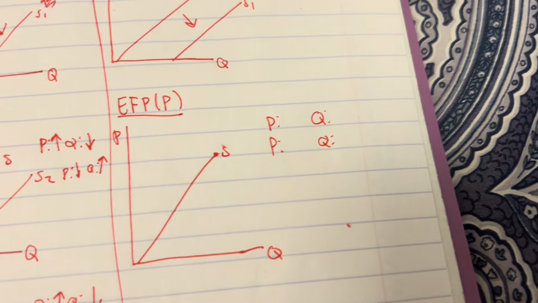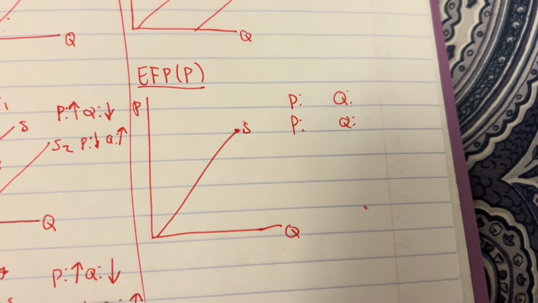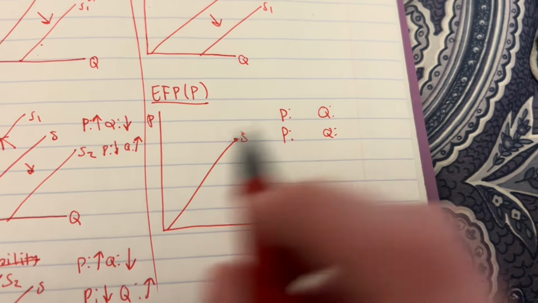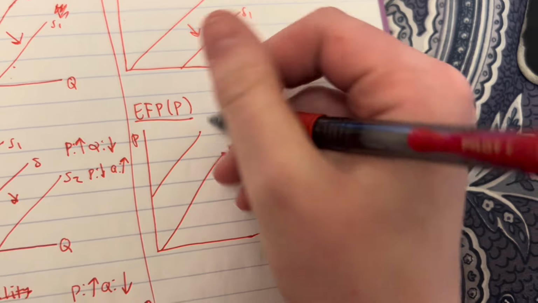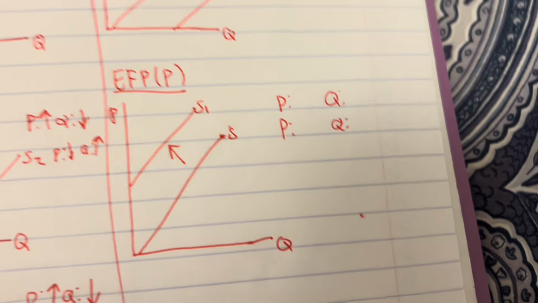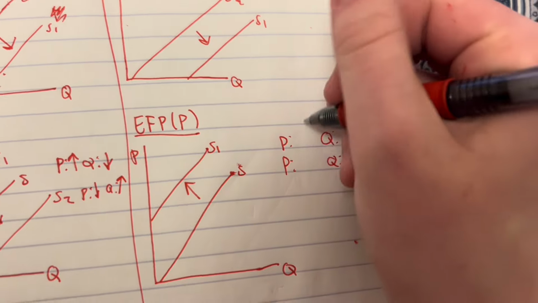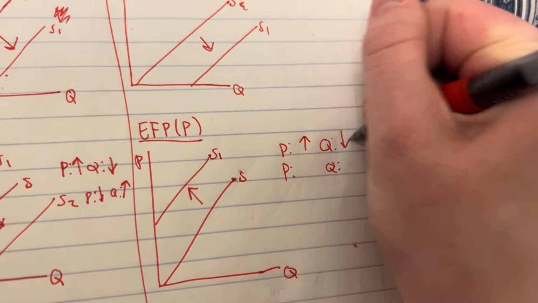And lastly, for expected future prices, if producers expect a higher price for t-shirts in the future, they will decrease the current supply, causing the supply curve to shift to the left. This is because they're holding back goods to sell later for more profit. That will cause the price to go up and the quantity to go down.